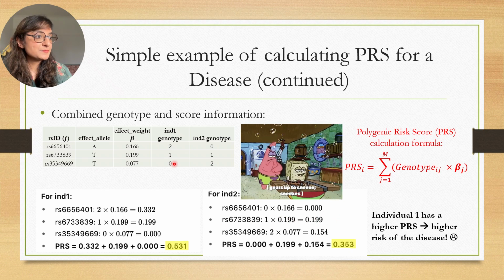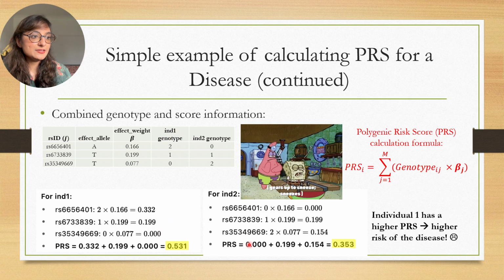And lastly, for this person, since they don't have this particular effect allele, it's just going to be 0. So no contribution of this SNP to their risk score. So it's a 0 here. And all we do is sum them up. So this plus this plus this is equal to 0.531.